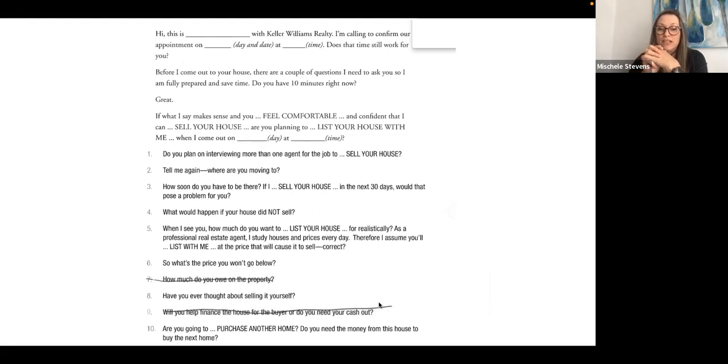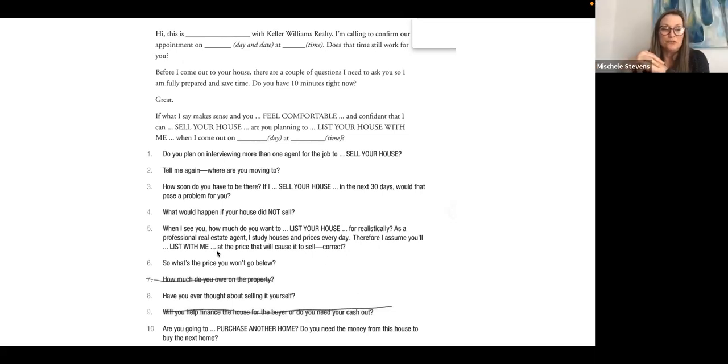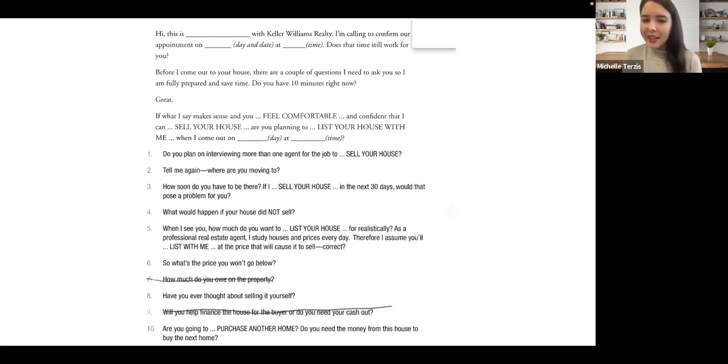As a professional real estate agent, I study houses and prices every day. Therefore, I assume you'll list with me at the price that will cause it to sell, correct? Good. Just do the last sentence for me and throw in a little 1 second pause between "list with me" where those dots are. Therefore, I assume you'll list with me at the price that will cause it to sell, correct? Awesome.